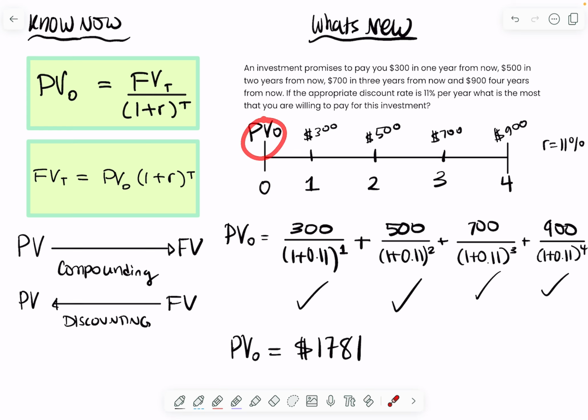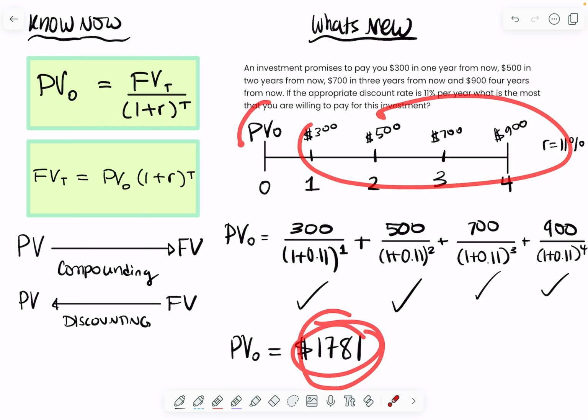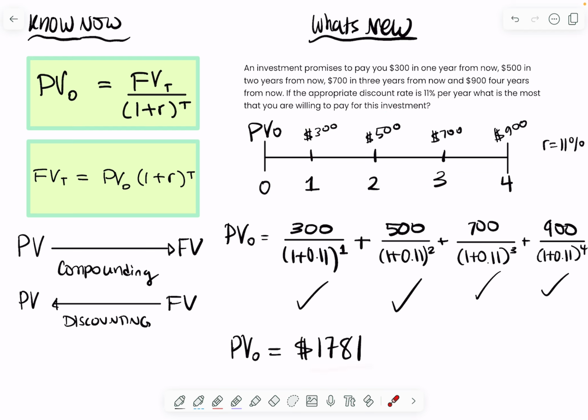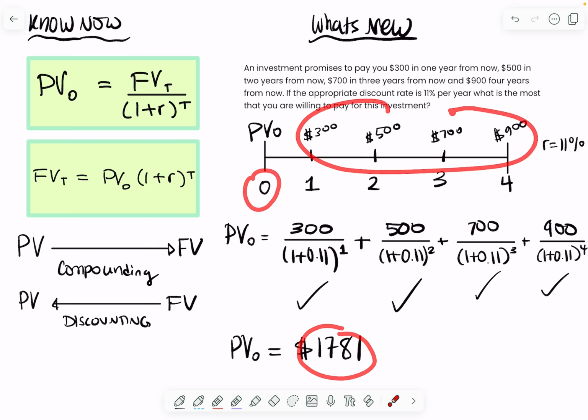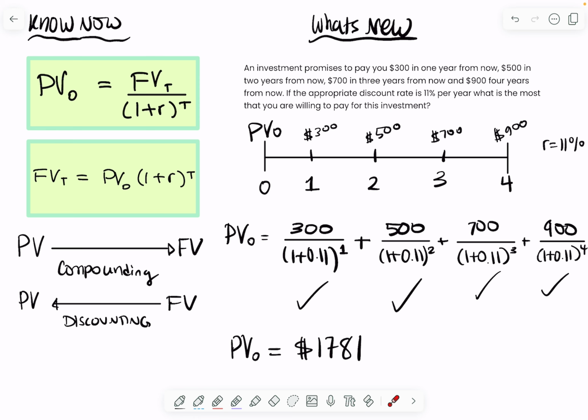Because if you pay any more than that today, that's what all of this is worth today, then you're just going to lose money because you're not going to get more than this. This is equivalent to this today. So $1,781 is the most that you are willing to pay for this investment, because you break even. You don't lose or gain money. So if you pay this amount today, then you're just going to get that exact same amount worth of it in the future. And that's your answer.